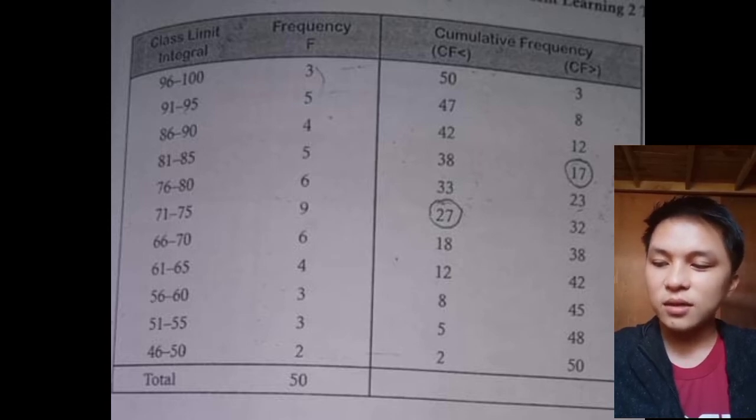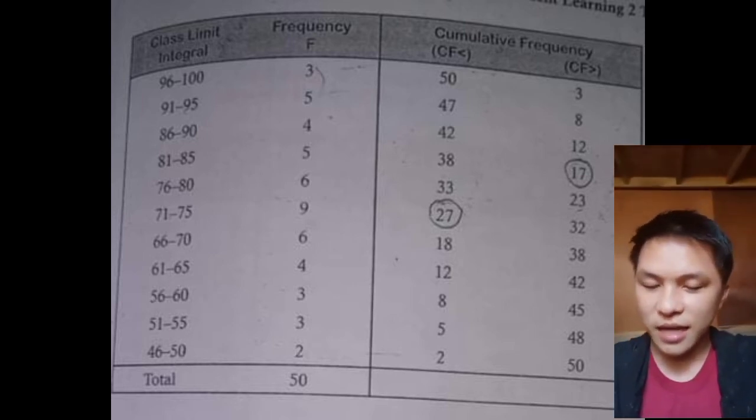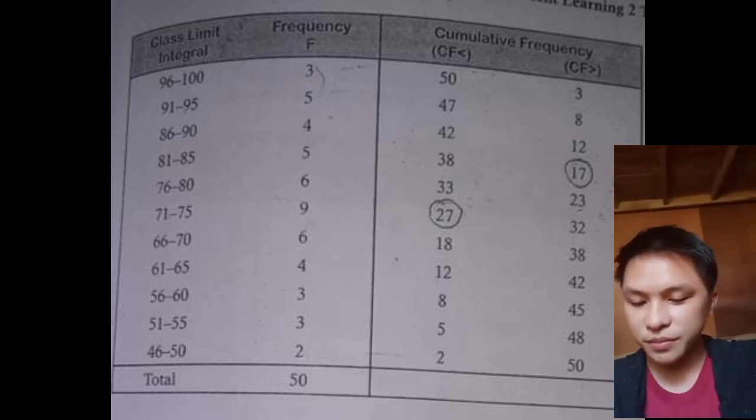The third highest class limit is 86 to 90. We have a frequency of 4, so we add 8 plus 4 equals 12. The fourth one has a frequency of 5, so 12 plus 5 equals 17, and so on.